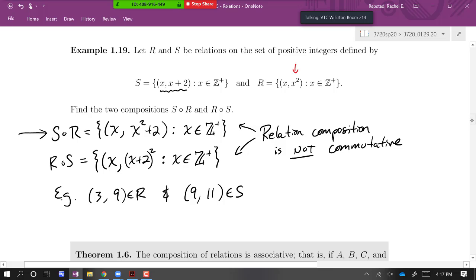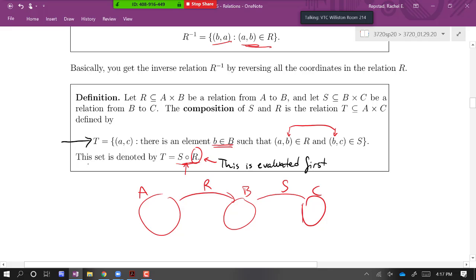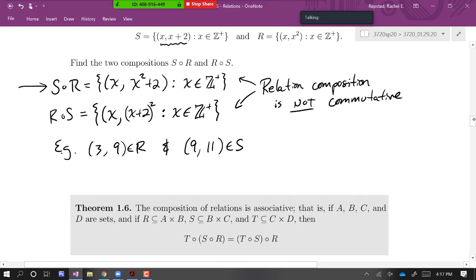I'm going to scroll back for just a moment. Up here, the way we defined this composition, T consists of the ordered pairs (A, C) such that there's some element B that connects them: A goes to B and then B goes to C. There has to be a connecting element between the two. So (3, 9) is in R and (9, 11) is in S. Here we see 9 connecting the elements 3 and 11 together. So that means 3 is related to 11 in the composition S composed with R.